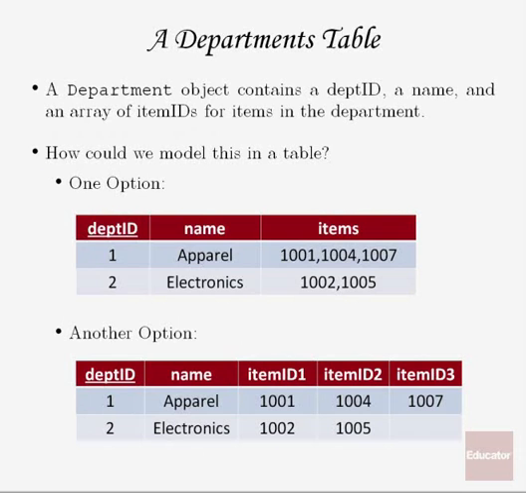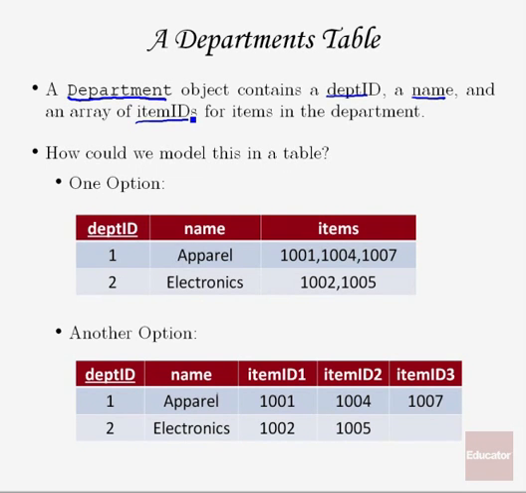So we know that a department object from our web application has three properties. It has a department ID, a name, and then an indexed array of item IDs, where each item ID represents an item in a department. So how could we model this in a table? There's a couple of different things that we could do.